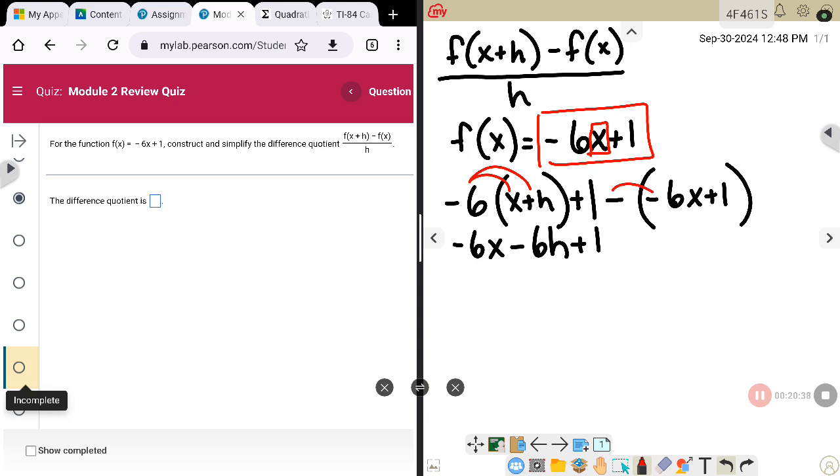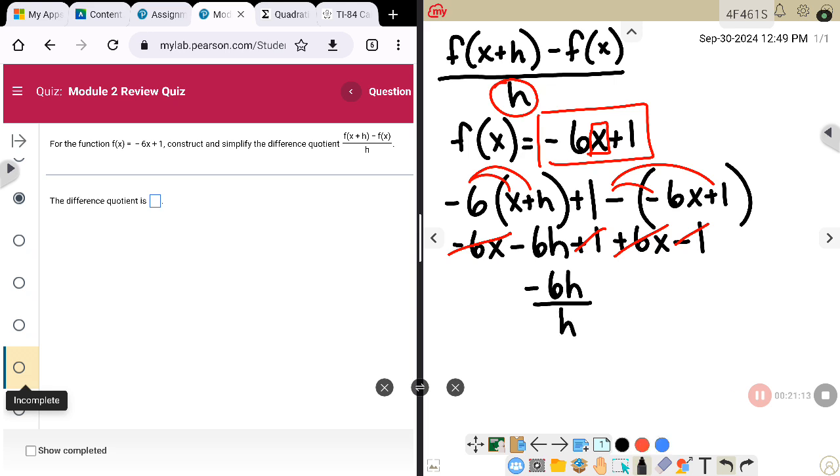and then I'll distribute the negative to the second parentheses, which is just going to change those signs. So that's going to make that a positive 6x and a negative 1. And everything that you just distributed a negative to should cancel something. So that negative 1 cancels out the positive 1, and that positive 6x cancels out the negative 6x. So now you're just left with negative 6h. Now put in the denominator of your difference quotient, which is h.